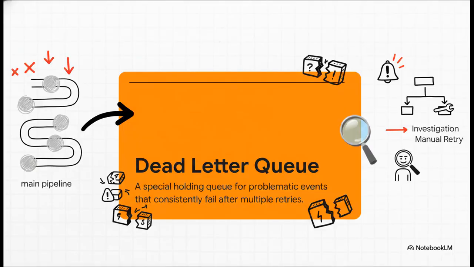But what if an event is just cursed? It keeps failing, no matter how many times your background workers retry it. That's where the dead letter queue comes in. A DL queue is basically a quarantine zone for problematic events. Instead of letting one bad payload eternally clog up your main pipeline, or worse, silently disappear into the void, you route it to the DL queue. From there, your engineering team gets an automated alert, they investigate the root cause, fix the bug, and manually replay the event.